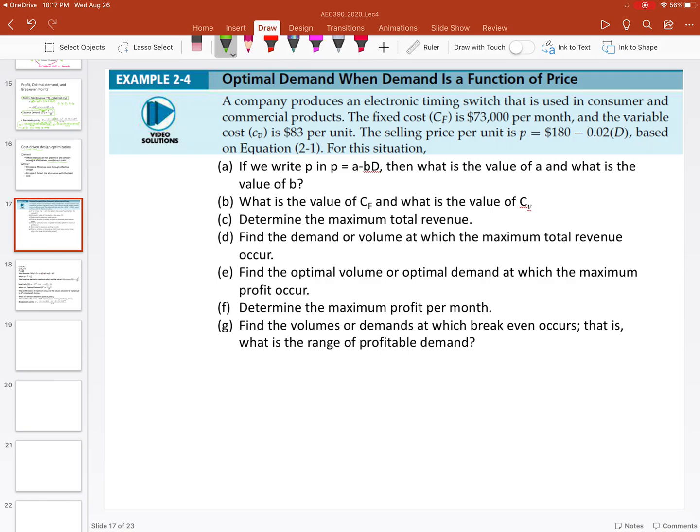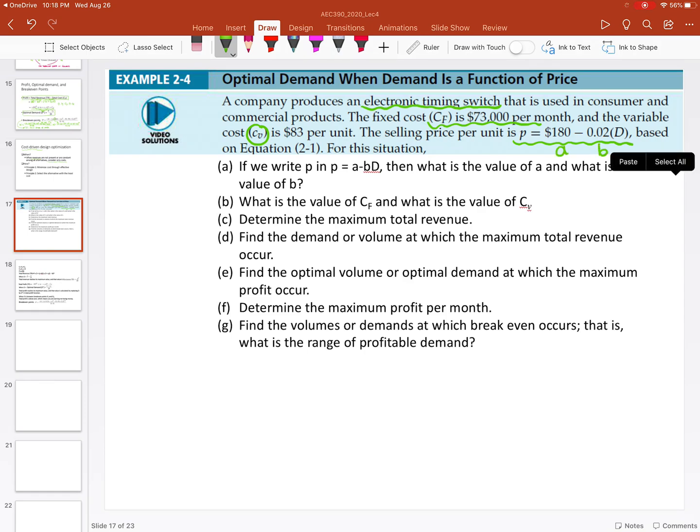So this company produces an electronic timing switch that is used in consumer and commercial products. So this electronic timing switch, that's something you want to sell. The fixed cost CF is $73,000 per month, okay? And the variable cost, C lowercase v, it's lowercase v, okay, is $83 per unit. The selling price per unit is P equals $180 minus 0.02D. Okay, think about that.